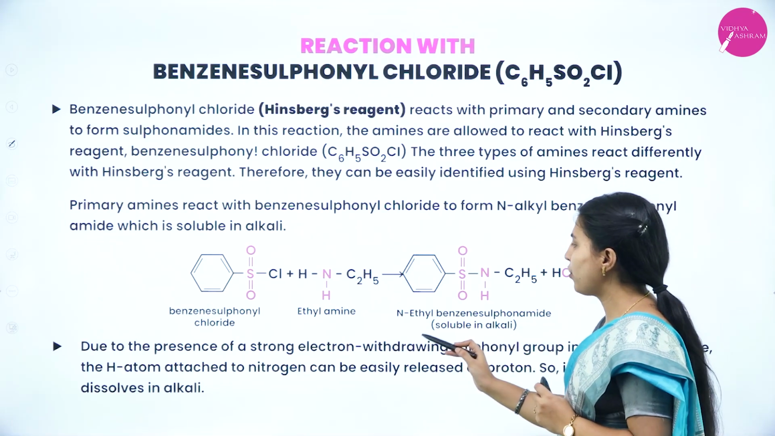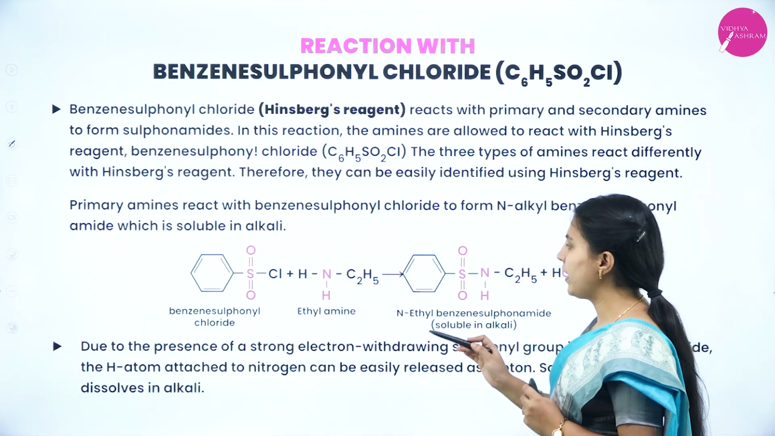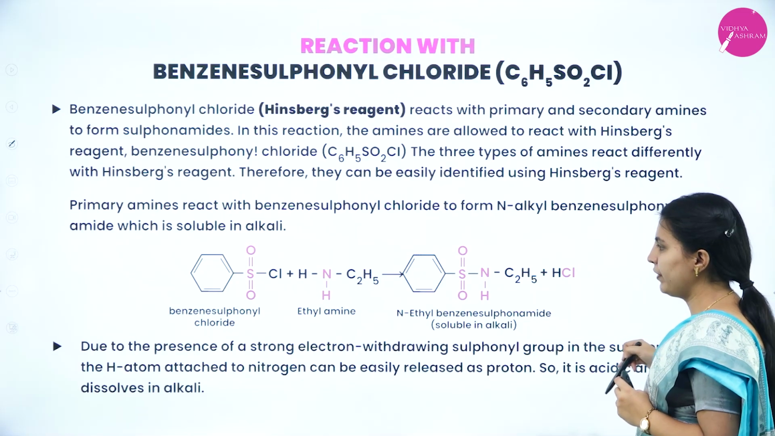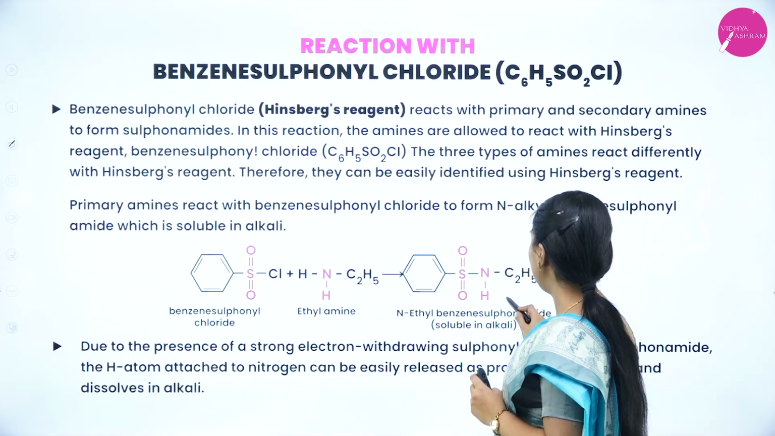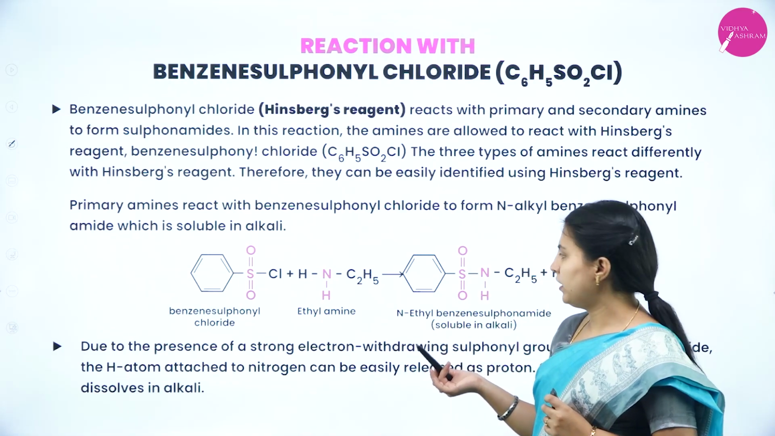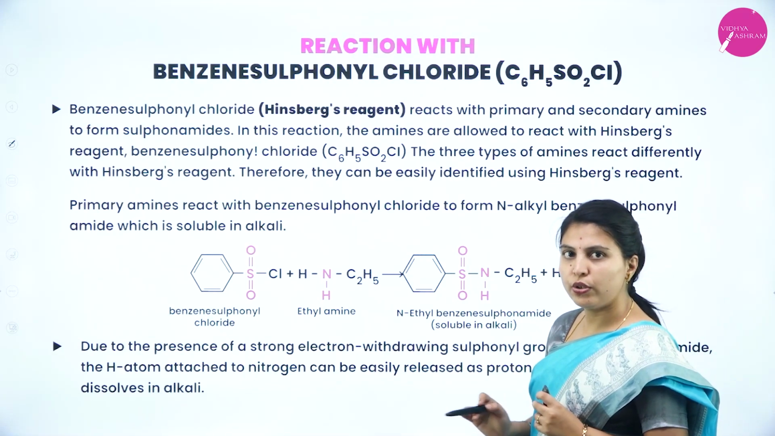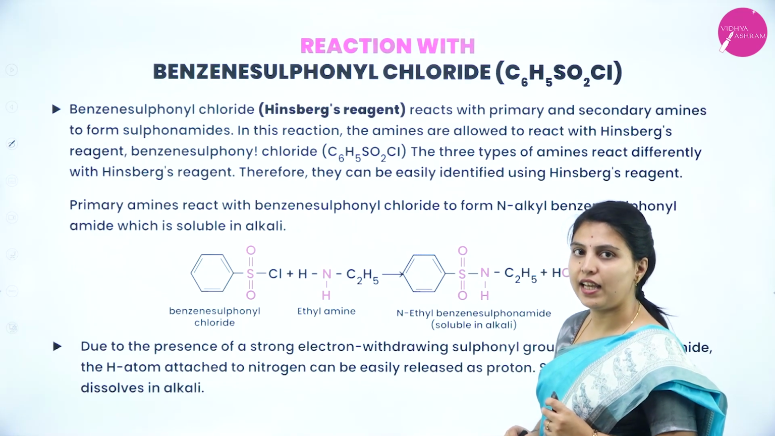Due to the presence of a strong electron withdrawing sulfonyl group in the sulfonamide, the hydrogen attached to nitrogen can be easily released as a proton. So it is acidic and dissolves in alkali. How will it be dissolved in alkali? Here the hydrogen will be easily liberated when it is dissolved, or it can easily give a proton. So it is dissolved in alkali because it is considered an acid.